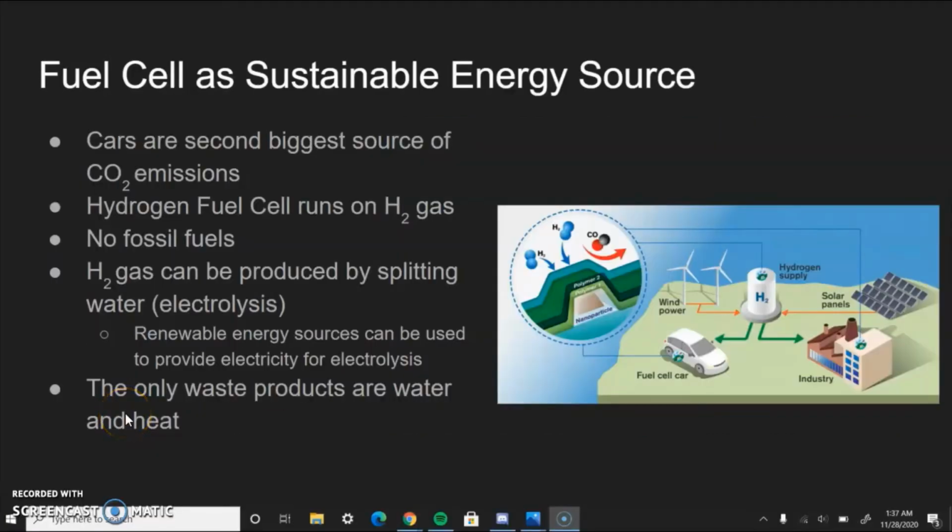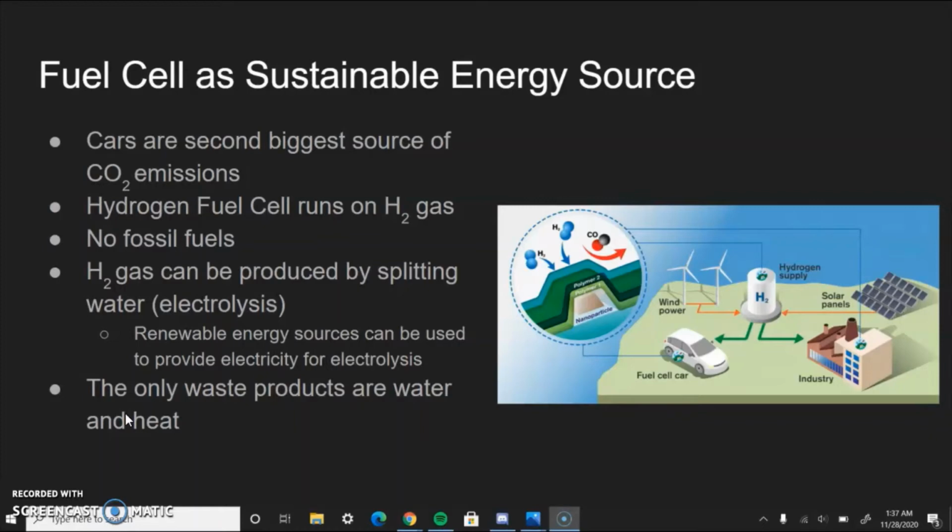So now let's talk about using fuel cells as a sustainable energy source. So climate change is obviously a really big issue in general and in today's political climate, and cars are the second largest source of pollution. So hydrogen fuel cells could, in theory, be a viable alternative to standard gas-powered engines, because fuel cells do not produce any CO2 gas, and the only form of exhaust a fuel cell produces are water vapor and heat.